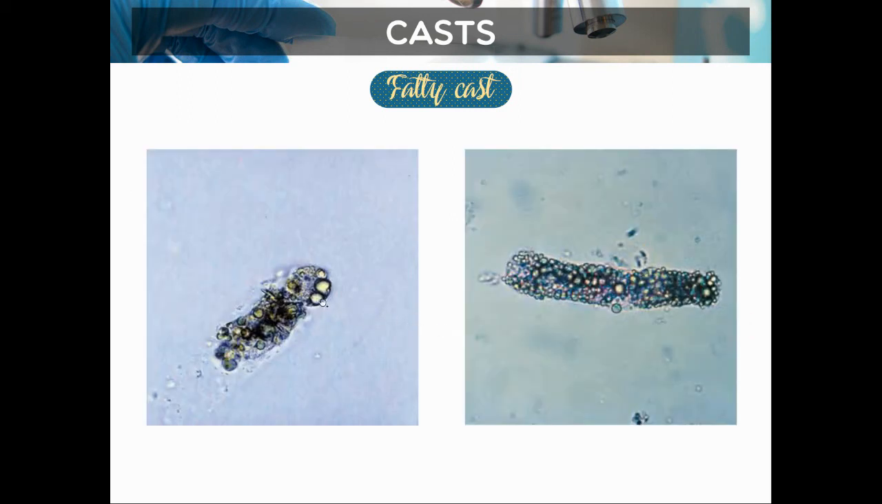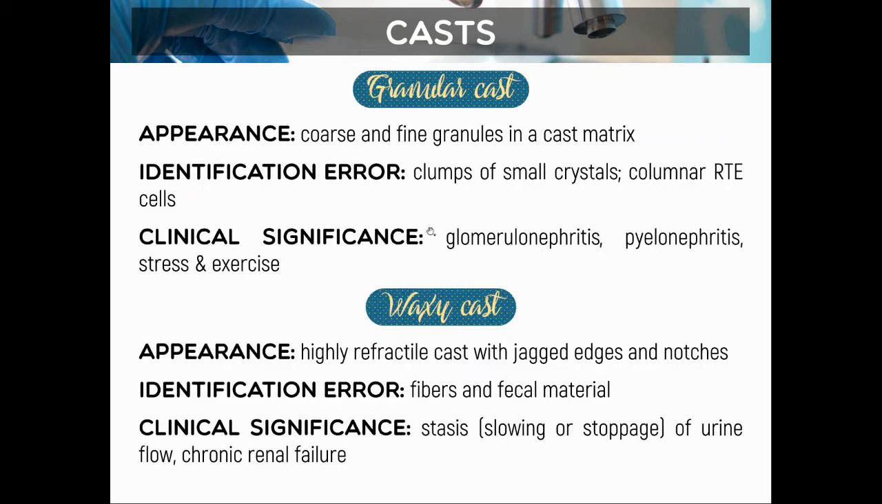As you can see here, the oval fat bodies are obvious, so they are not something you would confuse with WBCs, since WBCs have granules inside them. This looks like fat that entered the cast, and its matrix still has parallel sides with rounded ends. And the next type of cast is our granular cast.